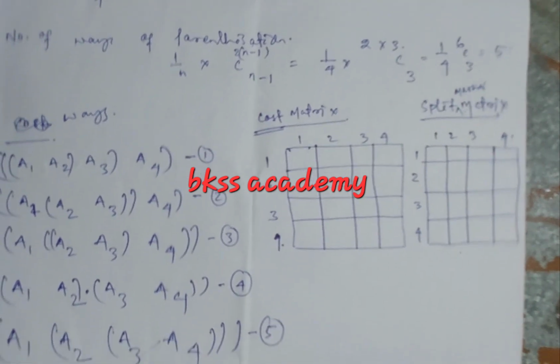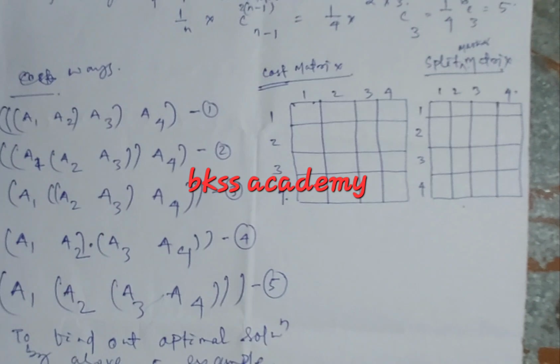To find the optimum solution among the above 5 ways, the orders of the matrices are: 20 is P0, 30 is P1, 50 is P2, 10 is P3 and P4 is 5.